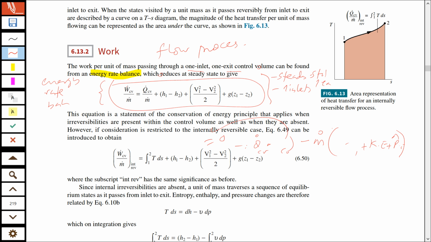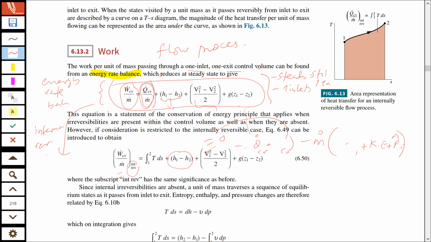Yeah, that's all. But if you now combine this with the assumption of internally reversible process, then this will not change. You just have to write internally reversible as a subscript. This will not change because this is a change of properties. Change of property doesn't care about the detail of the process. This doesn't change property. This doesn't change property. So the only thing that will change is this term.